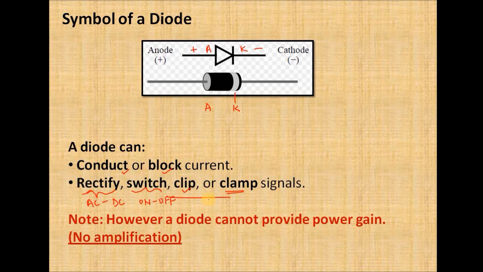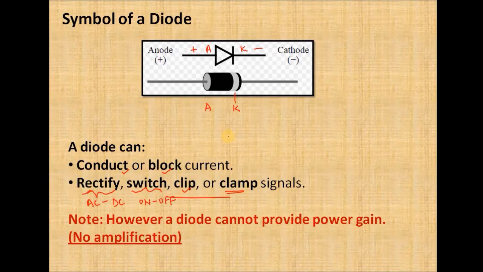Now there is a question: can a diode amplify? The answer is no. A diode cannot provide power gain, which means it just cannot amplify signals. In layman terms, a diode cannot function as an amplifier under normal circumstances. So this can be considered a major drawback of a normal diode. Alright, so I think we have understood some basic things with respect to a diode.